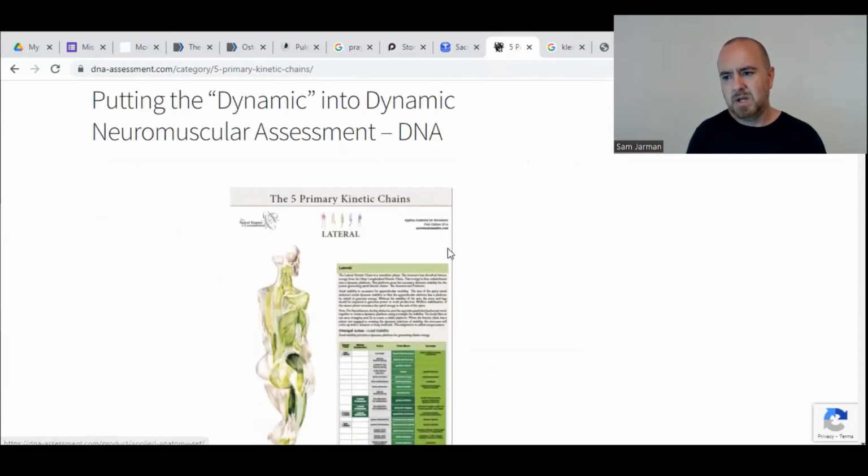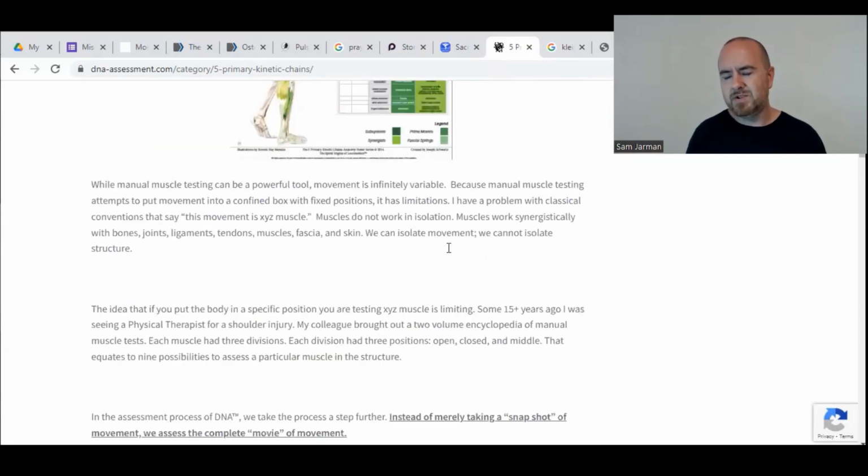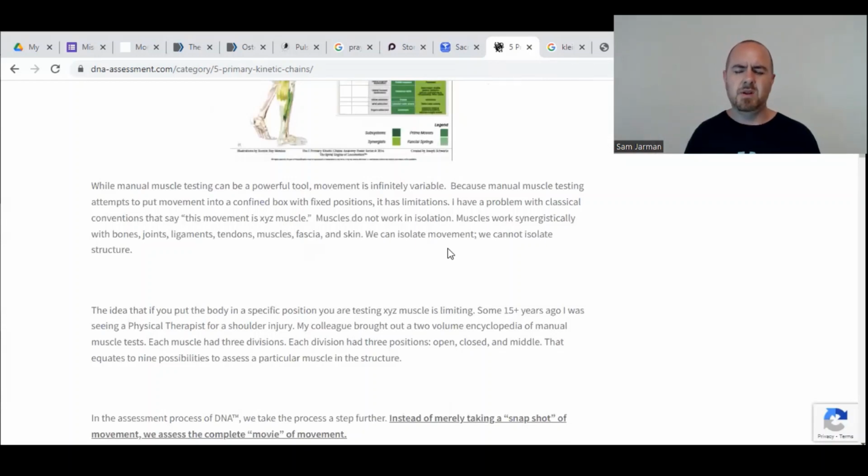Dynamic neuromuscular assessment. One of the things they talk about a lot is the respiratory diaphragm. While manual muscle testing can be a powerful tool, movement is infinitely variable, because manual muscle testing attempts to put movement into a confined box with fixed positions.